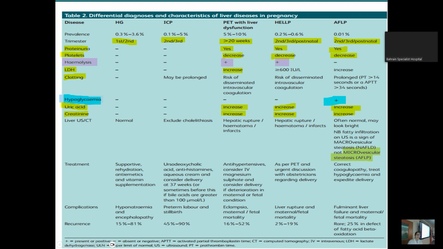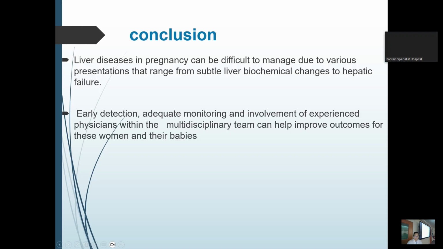So the conclusion is that these diseases are exclusively seen in pregnancy. If we start with the workup, proteinuria, platelet count, LDH, clotting abnormality, uric acid elevation, and creatinine elevation are seen mostly in PET, HELLP syndrome, and AFLP. Hemolysis is a feature of pre-eclampsia and HELLP syndrome. While in patients with AFLP, there is characteristic microvesicular steatosis noted on liver ultrasound.